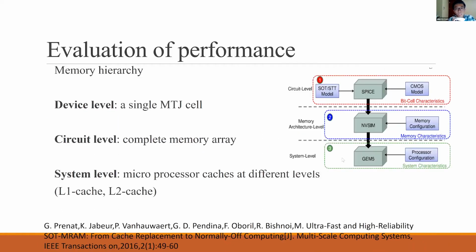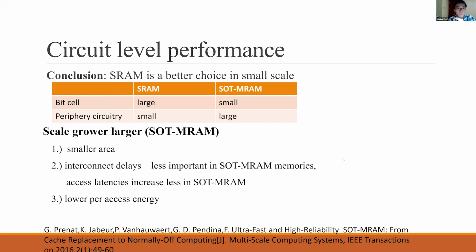After we constructed the spin orbit torque MRAM, we need to evaluate its performance. We need a framework which allows us to explore the spin orbit torque MRAM for various memory areas and its feasibility for caches. A device level evaluation is conducted for a single base cell, and a circuit level analysis is performed for a complete memory area. And finally, there is the system level, which can be either a single core evaluation or a multi-core evaluation. First, let's start from the circuit level performance.